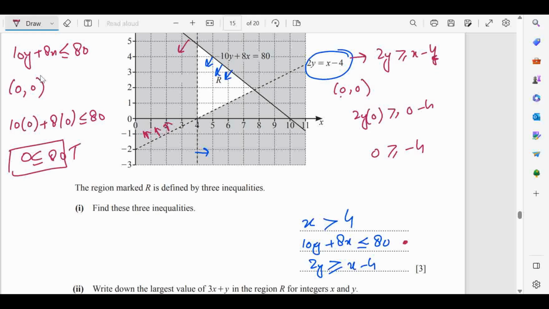So we have tested this point. So that is why the required region will be towards this point, and it means it will be below this line. So our inequalities are correct.